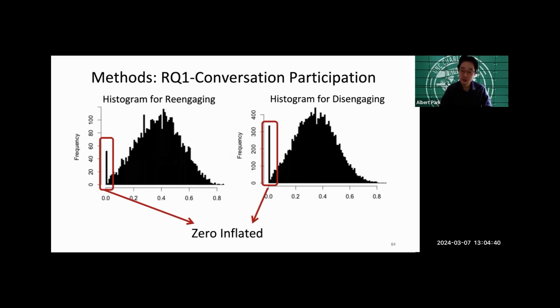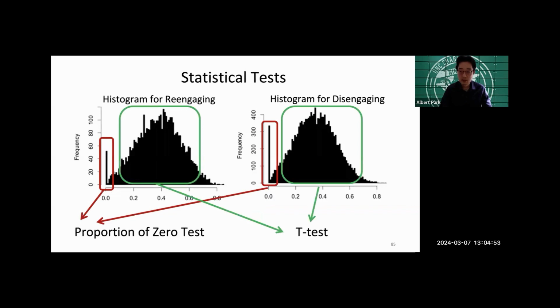But once I quantified their interaction, I noticed that the data had a higher number of zeros, which violates many of the assumptions for statistical tests. So I fit the data into a zero-inflated model, or 2-part model, and compared the zeros with zeros and the rest of the data with the rest of the data. For zeros, I use a proportional zero test, and for the rest of the data, I use a t-test.